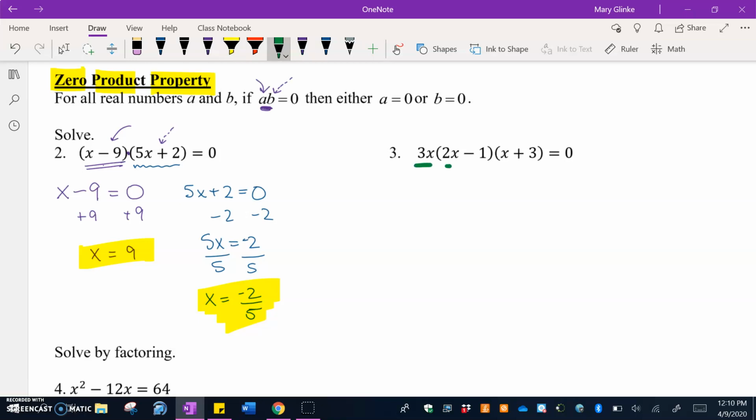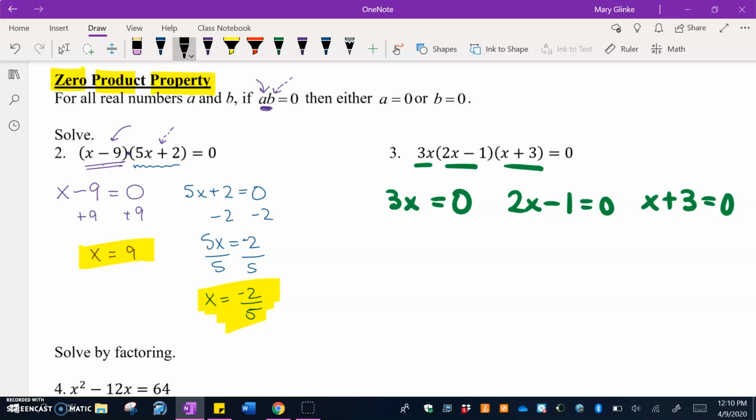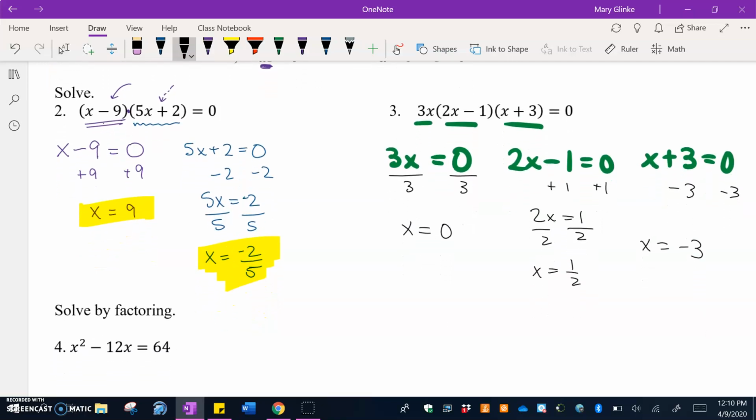Here there's three separate factors. Either 3x equals 0, 2x minus 1 equals 0, or x plus 3 equals 0. Those are our three choices. And so we're going to solve each of these different equations. We're going to go ahead and divide by 3 for the first one and get an answer of 0. We're going to solve the next equation and we're going to get an answer of 1/2. And we're going to solve the third equation and we're going to get an answer of negative 3. So our three solutions for this one are 0, 1/2, and negative 3.